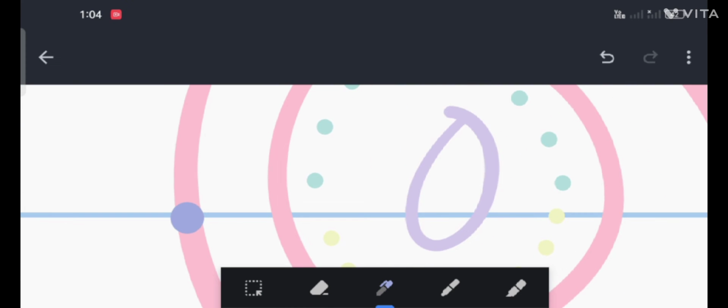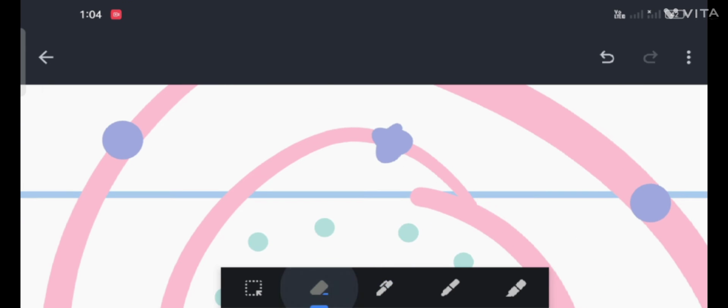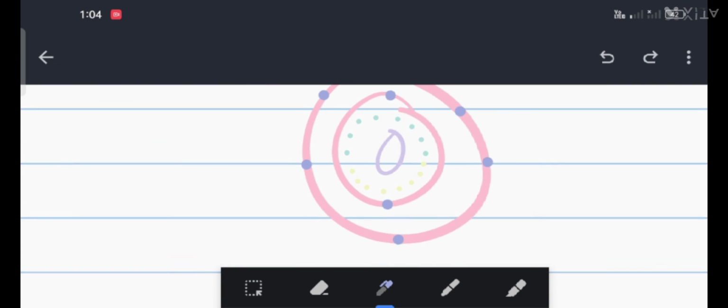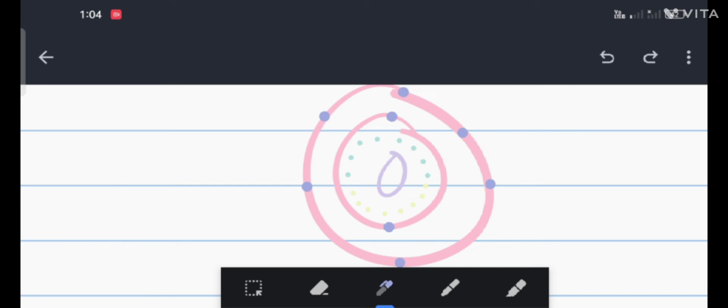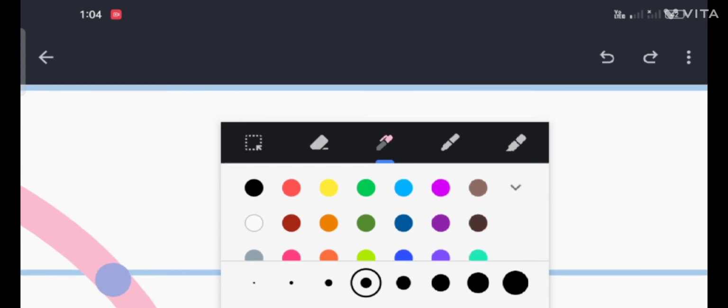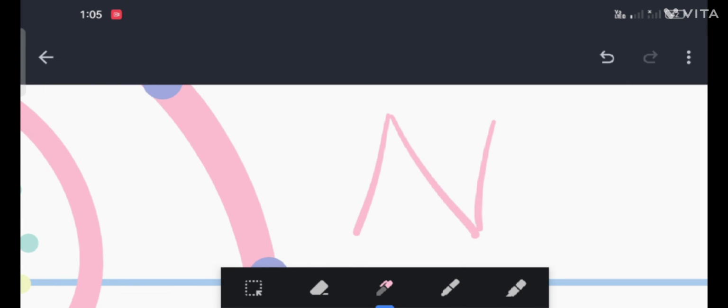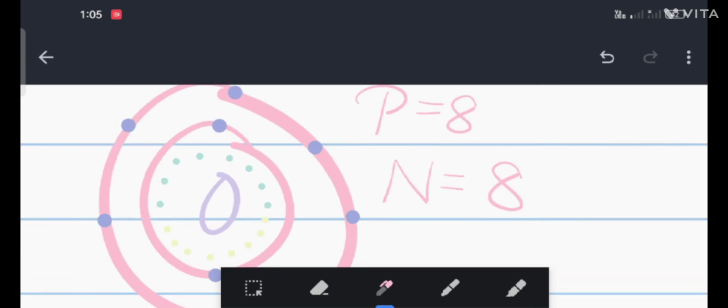Anyways, here's a proper drawing. I erased all of that mess that I made. Yeah, now this is an oxygen atom, and I love how pretty it looks. Let's write the number of protons present in the nucleus of an oxygen atom. Protons equals 8, and let's write the number of neutrons, which is also 8 in this case.